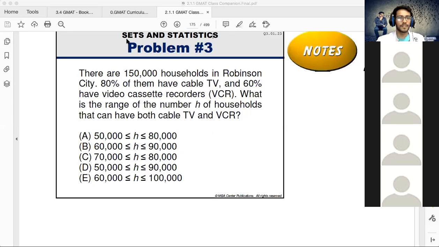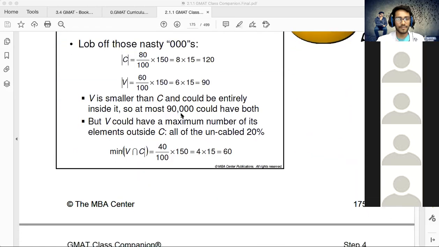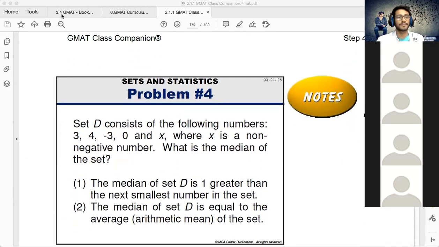Got it? Chalo, next one is which one? Problem number 4. Tell me the answer for this.